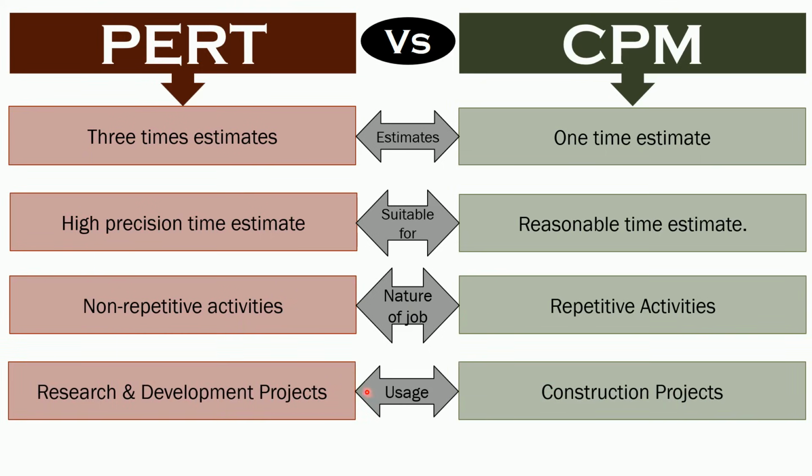Lastly, PERT is mainly used in research and development projects because the activities are unpredictable in nature, whereas CPM is commonly used in construction projects because here the activities are predictable in nature.